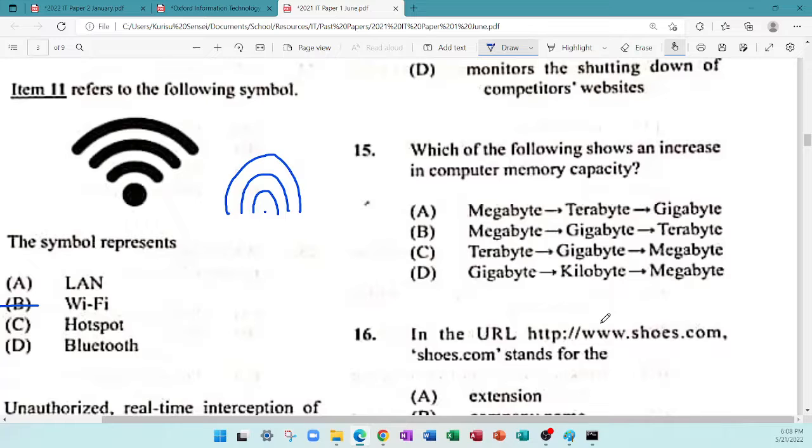Question 15: what is the capacity order? Oh, I have a question. Do they mean from big to small or small to big? Capacity order is usually small to big. Well, in that case, it's B.